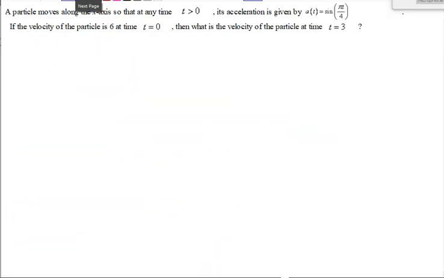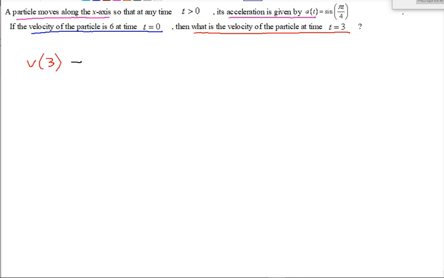All right, this next one's similar, except this time it's moving along the x-axis, and its acceleration is given by a of t. And we're told the velocity is 6 at time 0. What's the velocity at time 3? So usually we use v of t for velocity, so we're trying to find what's the velocity at time 3. We know the velocity at time 0, so that's our initial.